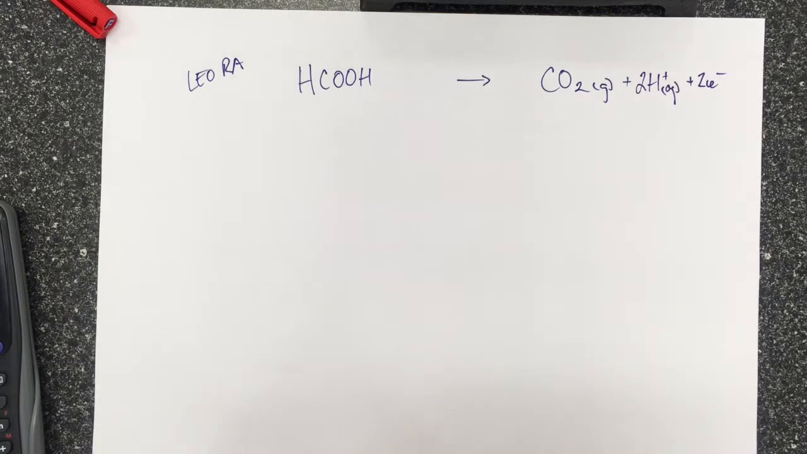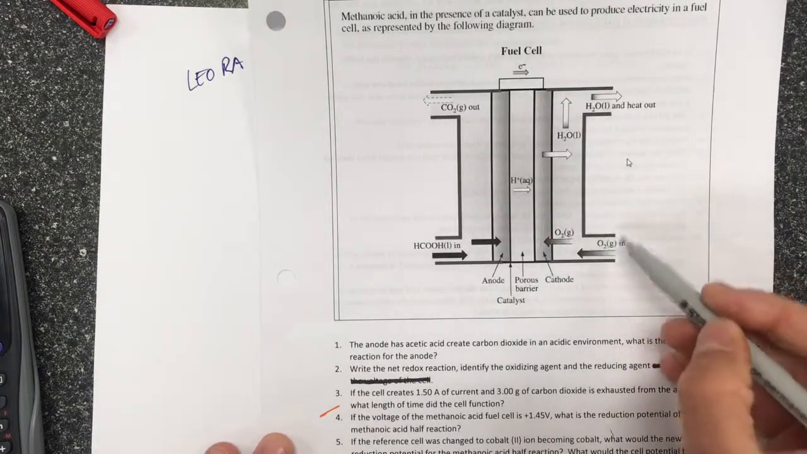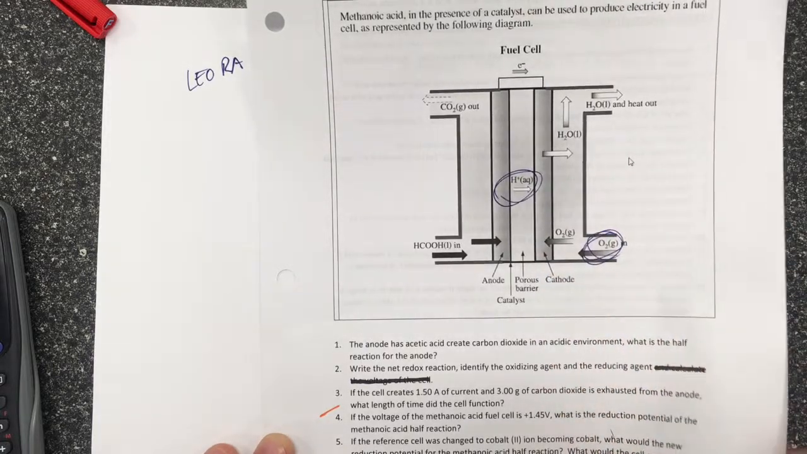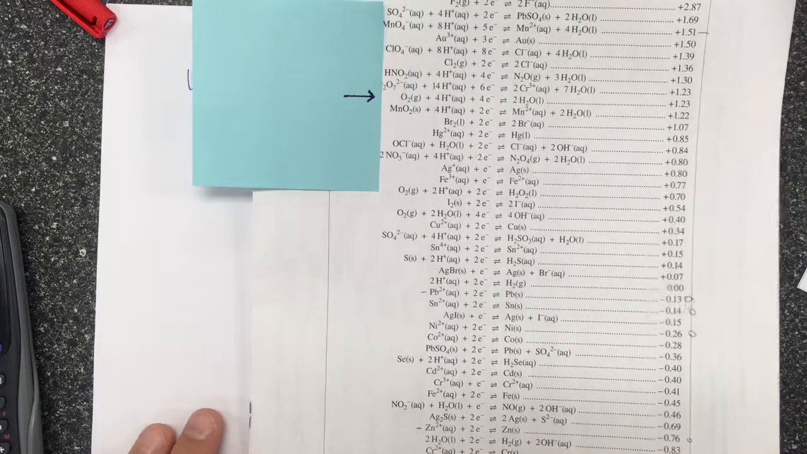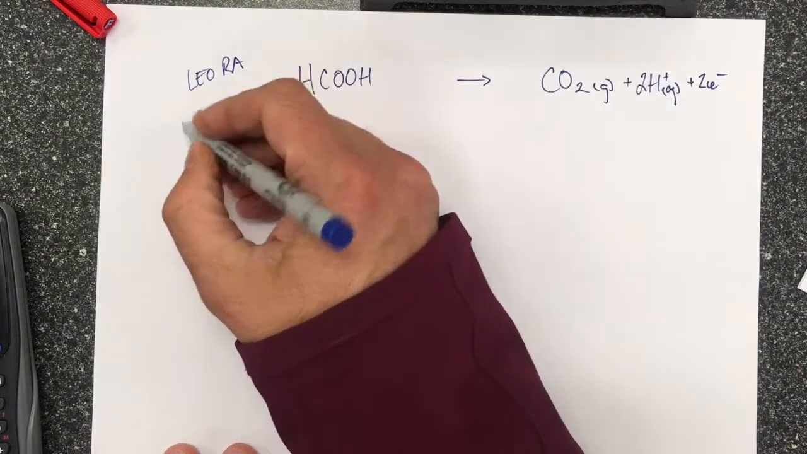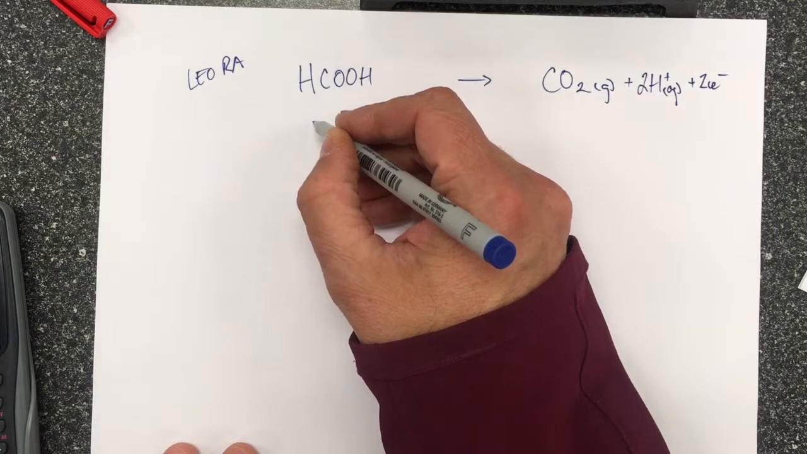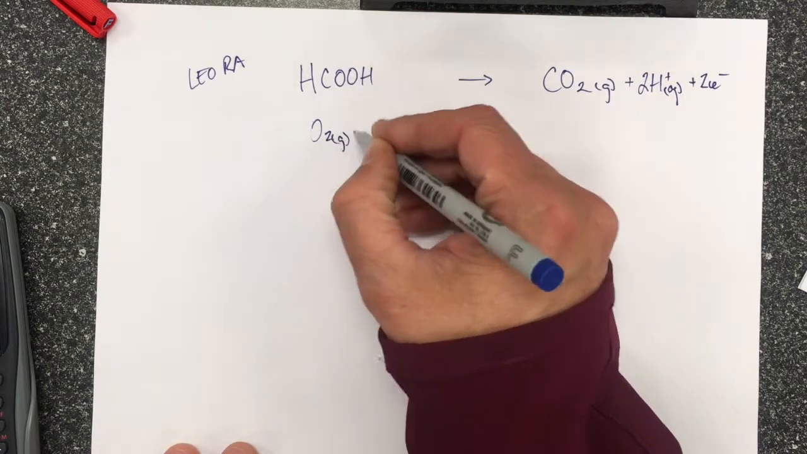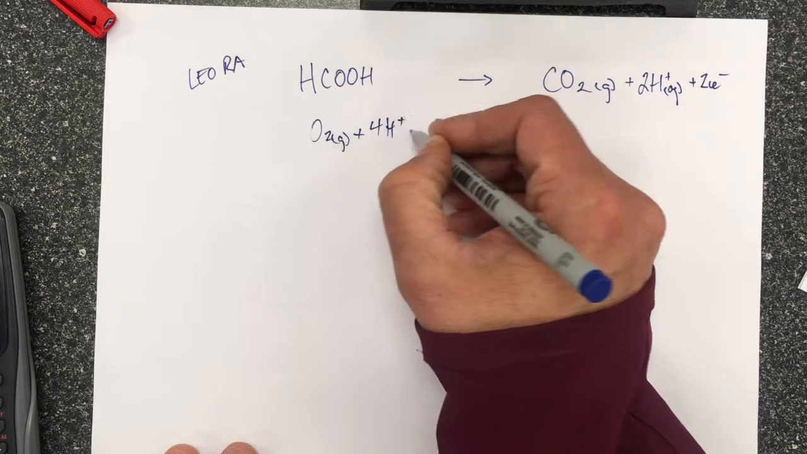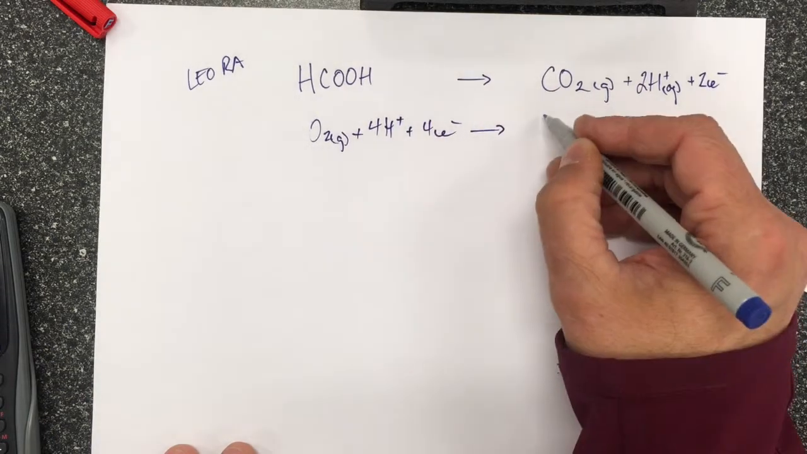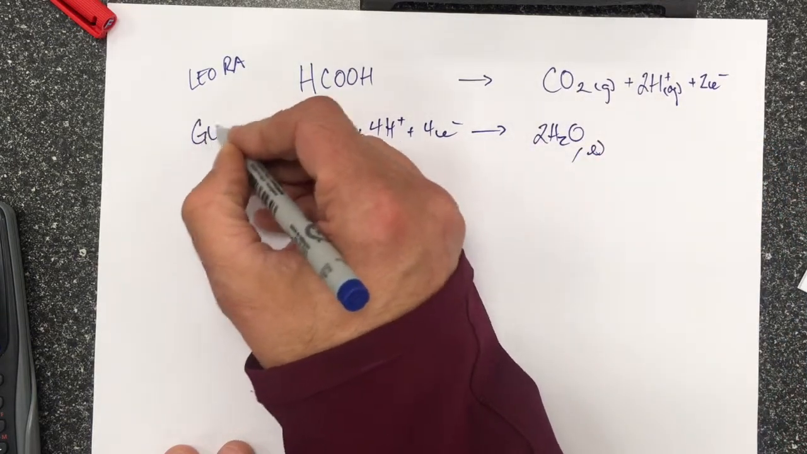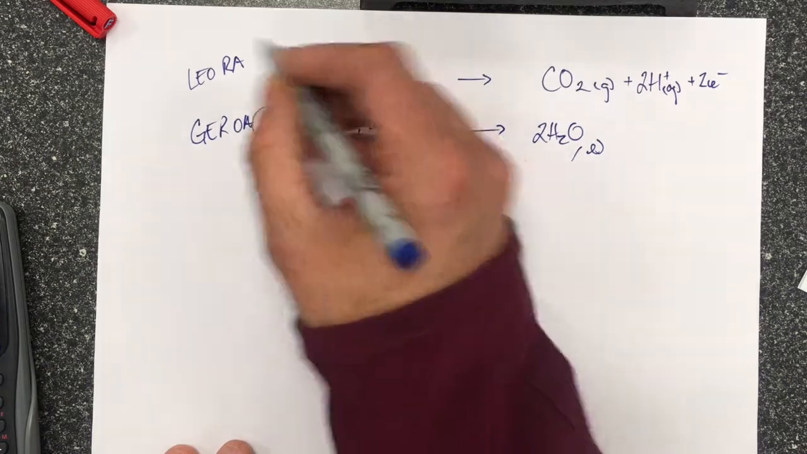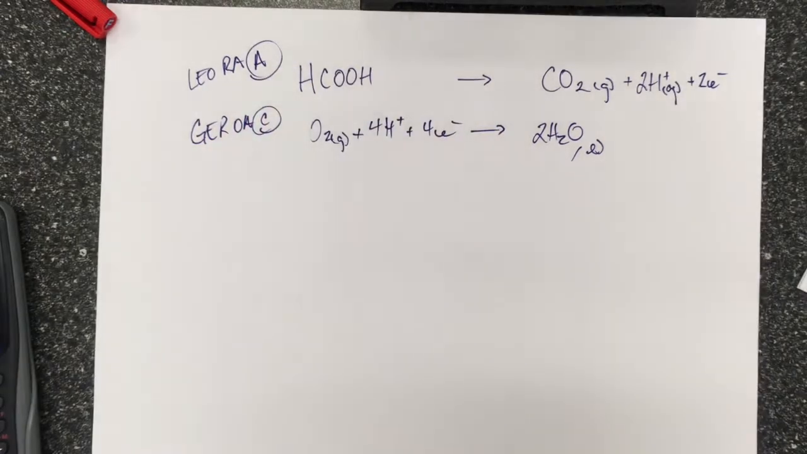Now the half reaction that's occurring in this diagram shows oxygen and the presence of hydrogen ions. I'm going to find that in my data booklet here. So I've got oxygen plus 4 hydrogens and 4 electrons making water. So my half reaction that I'm going to have here is oxygen gas plus 4 hydrogen ions plus 4 electrons make 2 waters. And that's the OA, and that's at my cathode. LEO RA is at my anode.